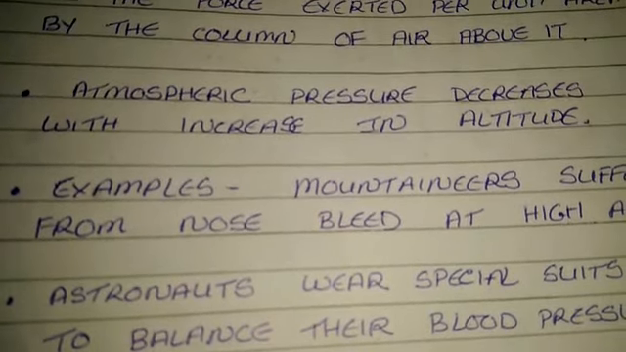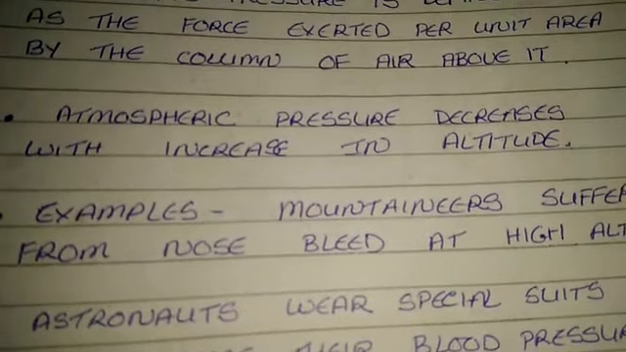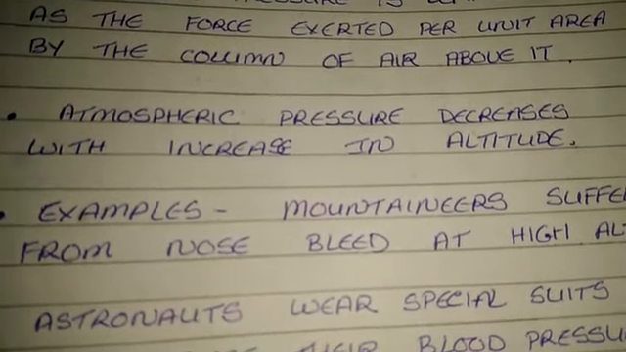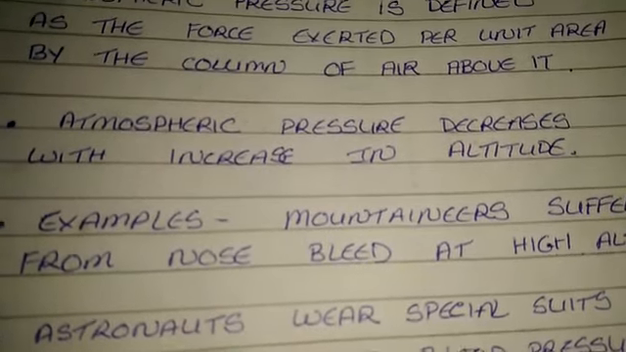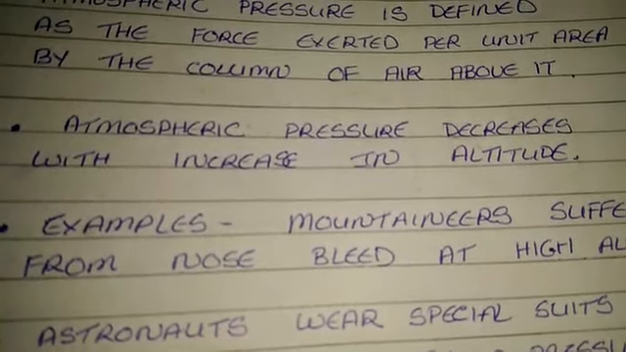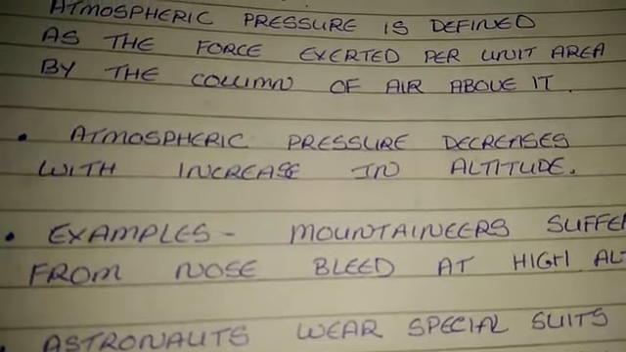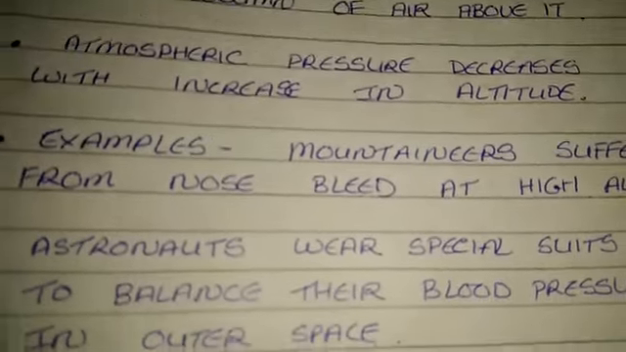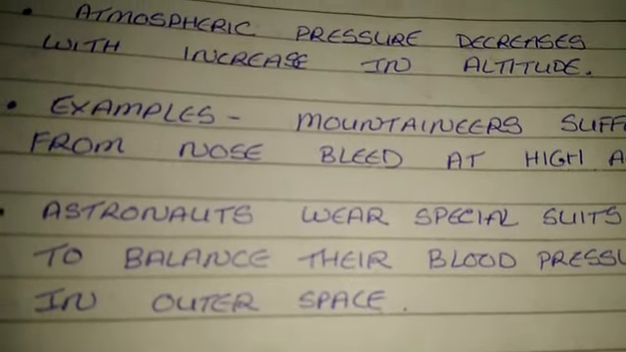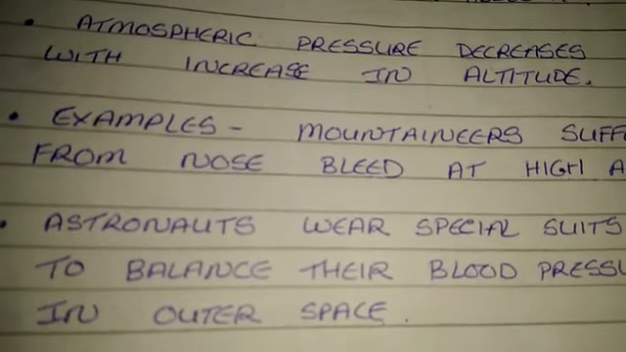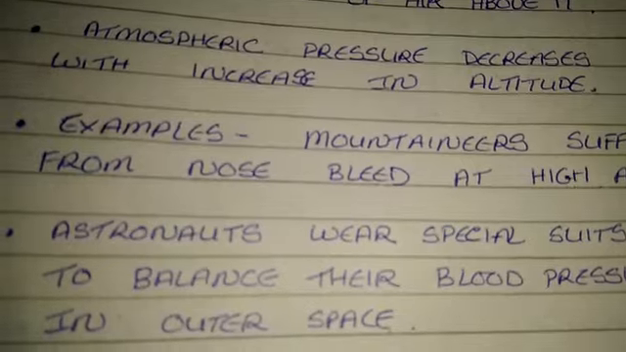Now atmospheric pressure decreases with increase in altitude. That's why when mountaineers go on the mountains, they suffer from nosebleed at high altitude. This is because the blood pressure inside their body becomes more than the outside pressure and it starts to force itself out. In the same way, astronauts wear special suits to balance their blood pressure in outer space. In outer space, there's no pressure and that's why there's a need to balance their blood pressure.